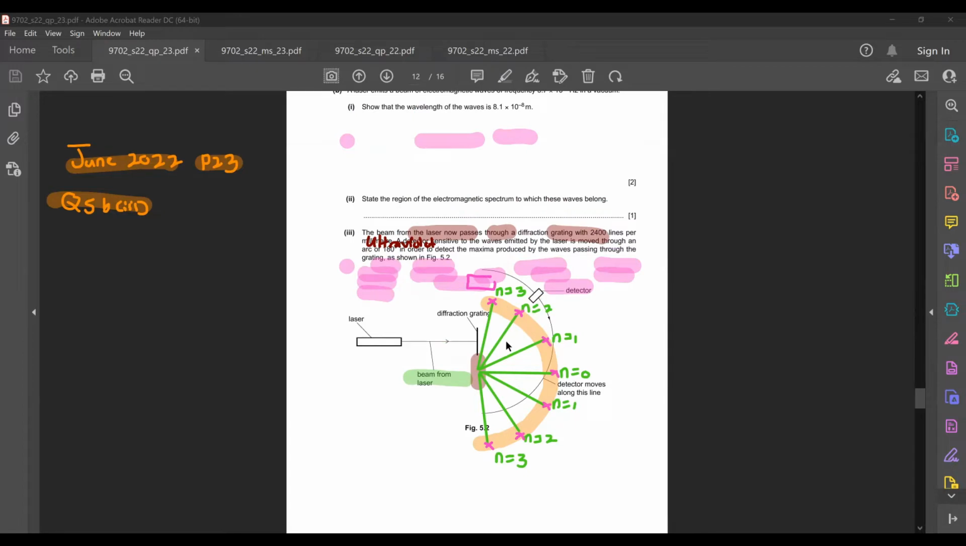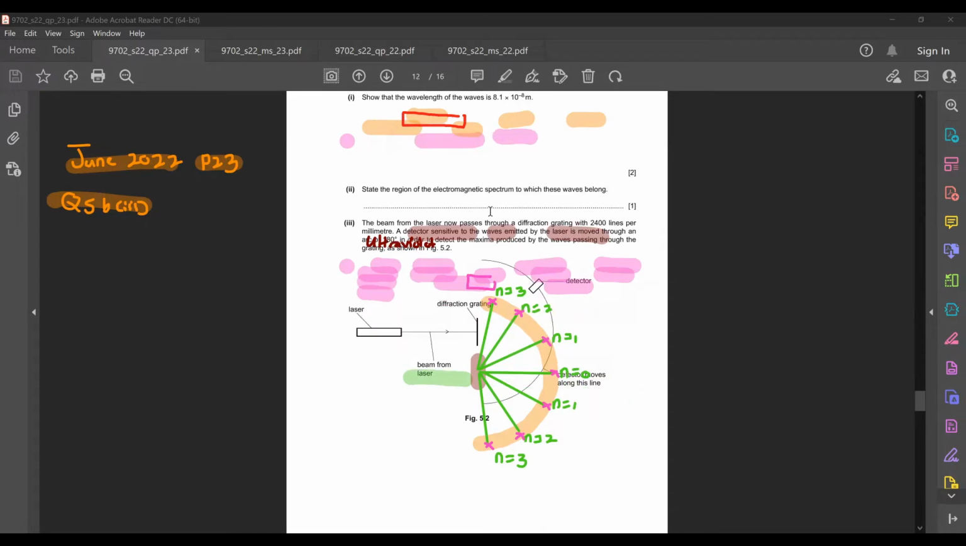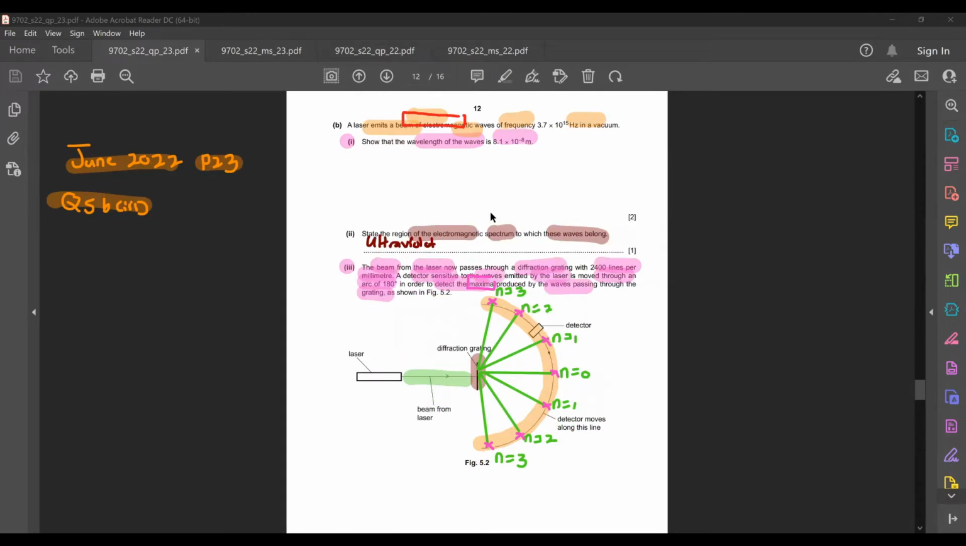All right. So the next page is asking you to find the number of maxima detected as the detector moves 180 degrees along the line shown in the figure previously. Show your working. Be careful with the wordings they use here. They are not asking you to find the maximum order number. They are asking you to find the total number of maxima detected. That's what they want: the total number of maxima that can be detected with this current arrangement.